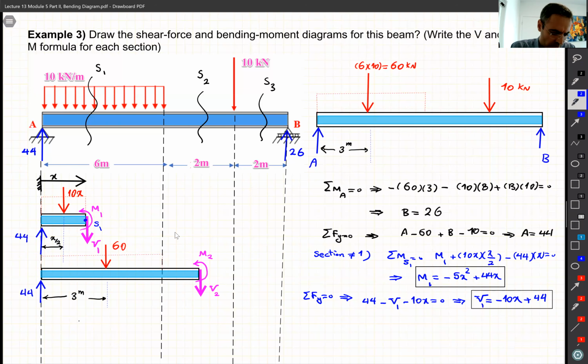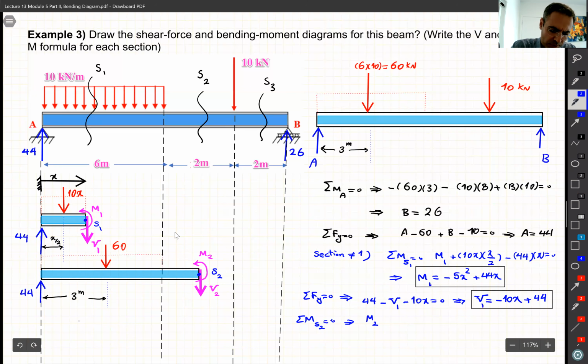So we write down our equations again. I'll let you guys do it. If we do it, it's going to be sum of the moment about point S2 equal to 0. S2. And it gives me, all right, let's see.